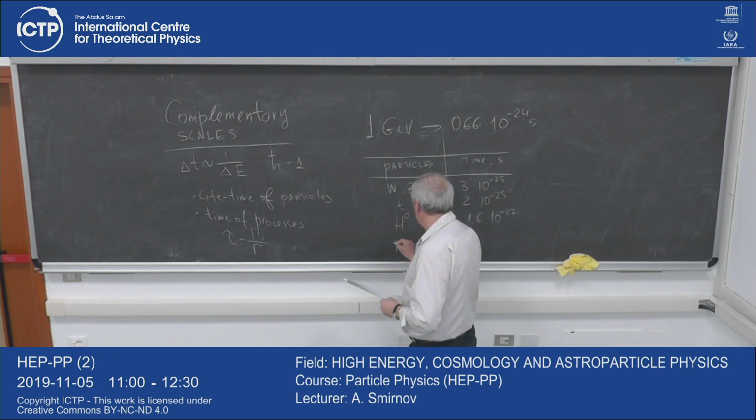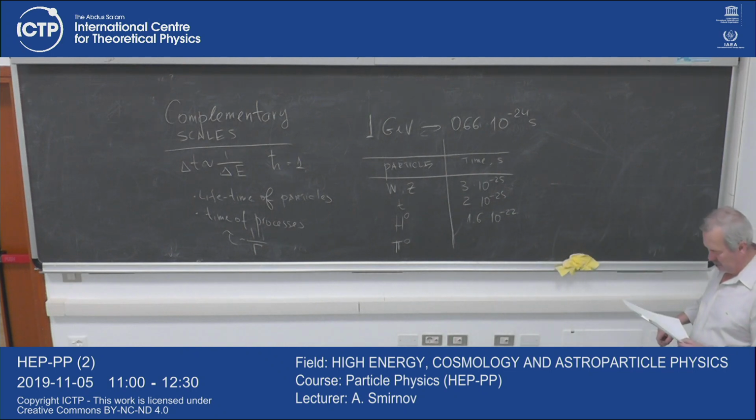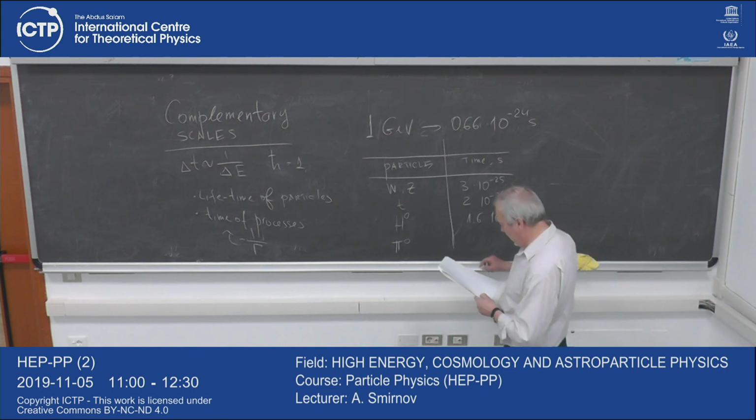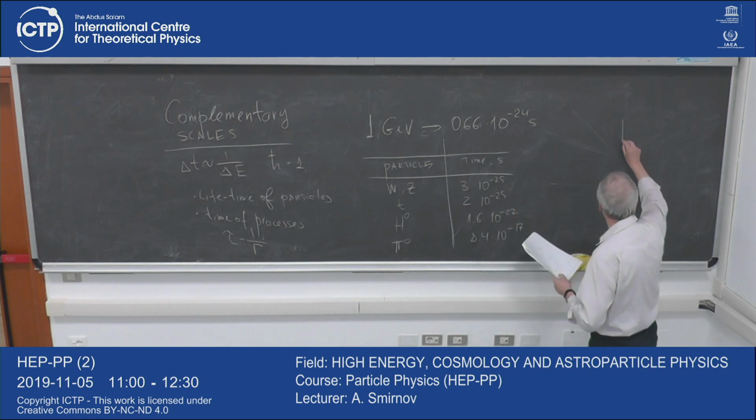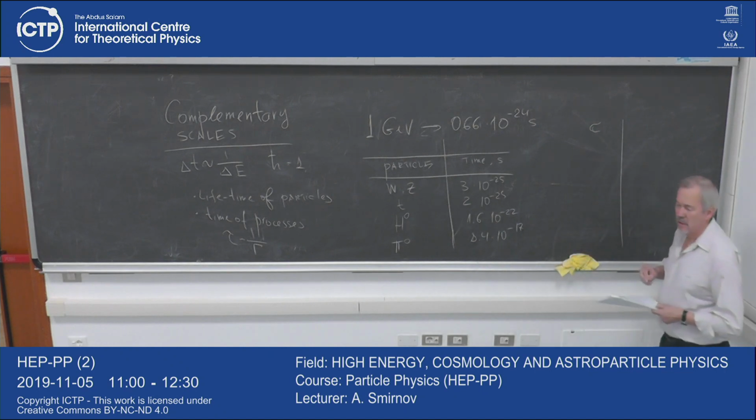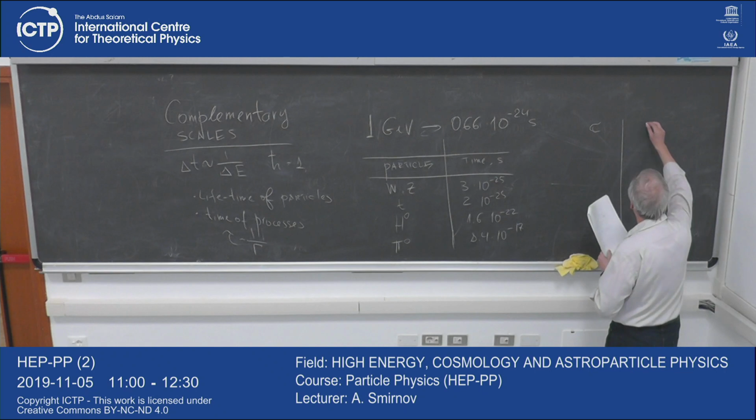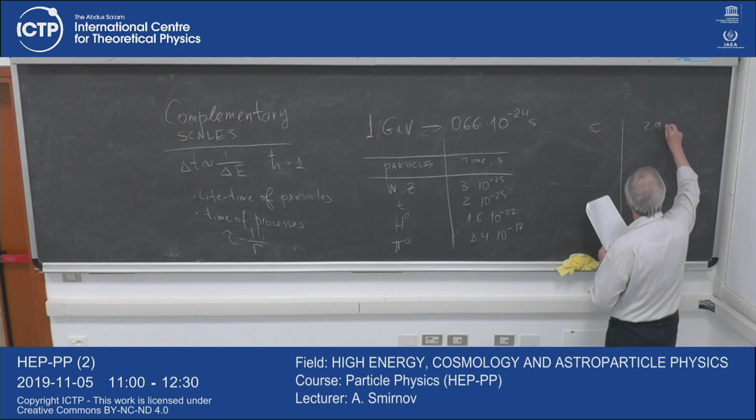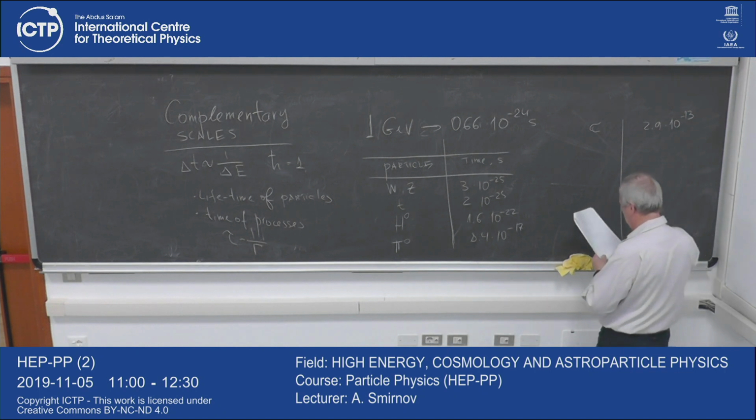Now, pi zero, the neutral pion with a mass of 140 MeV, has a lifetime of 8.4×10^-17 seconds. And so let's continue the table here. Tau lepton, which is the heaviest lepton, an analogy of electron and muon, has a mass of approximately 1.8 GeV. So it has a lifetime of 2.9×10^-13 seconds.